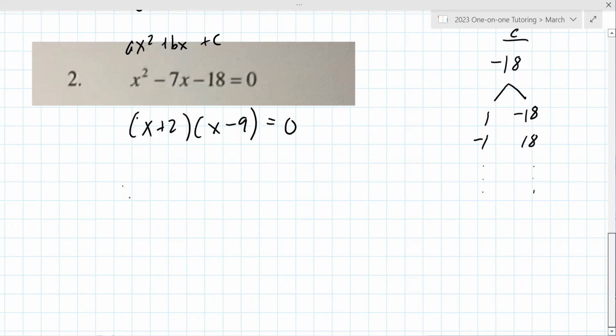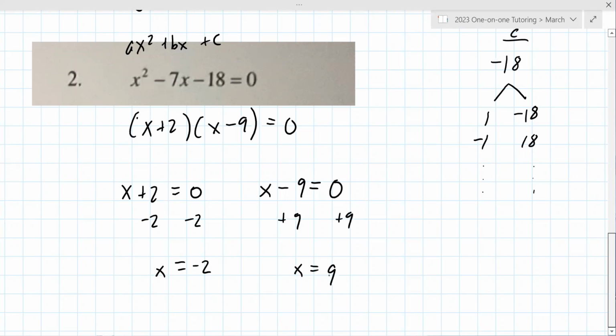All right, now you're going to set each of these equal to 0. Okay, so you're going to subtract 2 from both sides. X equals -2. Add 9 to both sides. X equals 9. Yep.